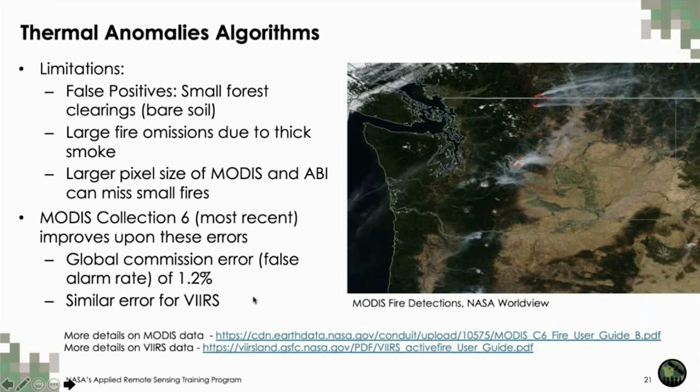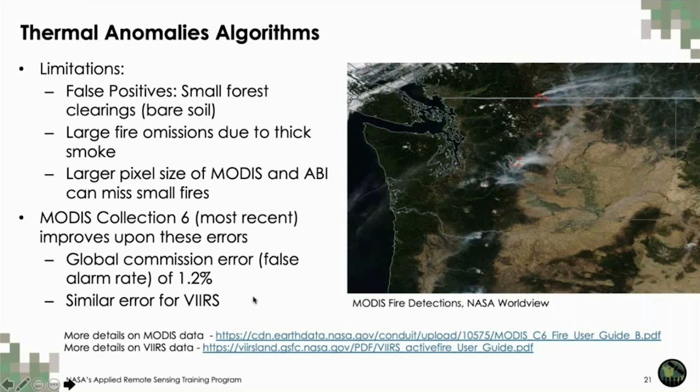Sometimes there are large fire omissions due to thick smoke. What is that? If you have a very thick smoke, like I was showing earlier in the case of California, the entire area is covered with a blanket of smoke. In those cases, the satellite is not able to detect the land temperature correctly, and it is more likely that the algorithm will miss detecting those fires if they are underneath those big plumes. It's just like acting as a cloud.